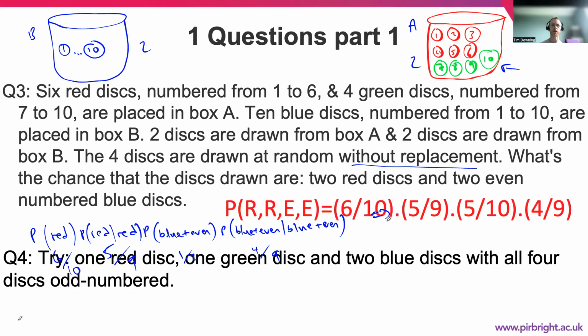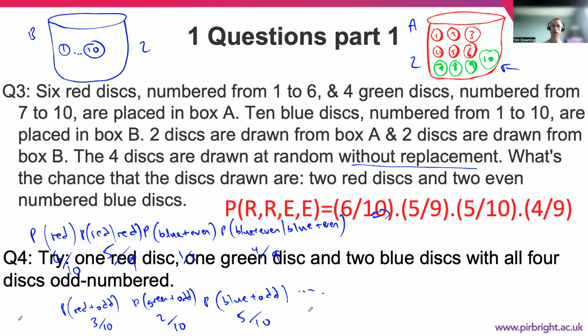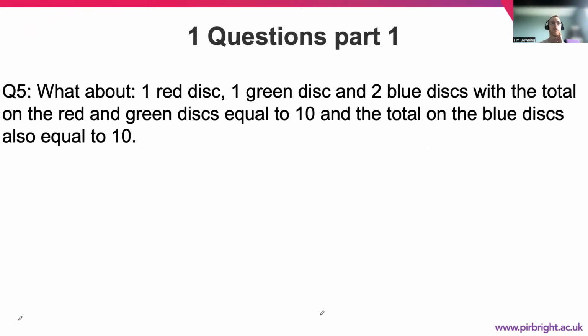We're asked to draw 1 red disk, 1 green disk, and 2 blue disks with all 4 disks odd numbered. So this is more complex, where we're looking at the probability of red plus odd, and half of the red are odd, so that's going to be 3 out of 10. The probability of green plus odd is the same logic, just 2 out of 10. The probability of blue plus odd works the same way as before. We get 5 out of 10. And then the same again, it's going to be 4 over 9.